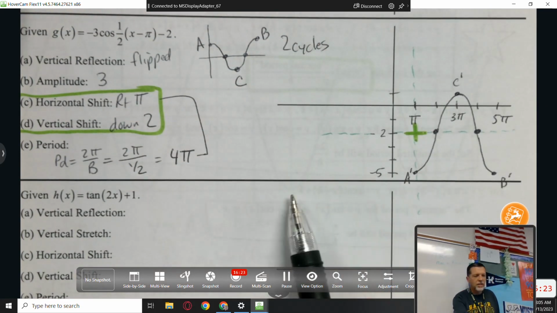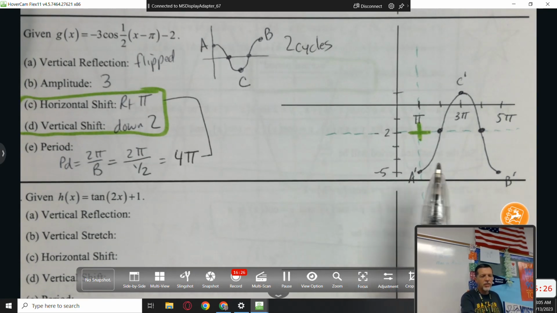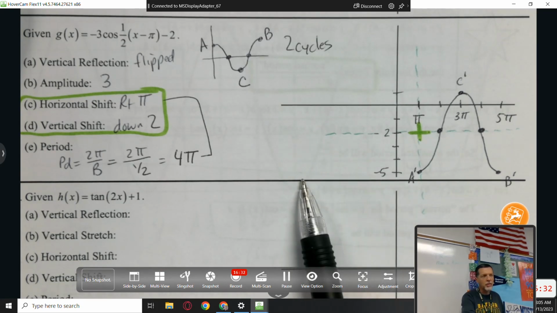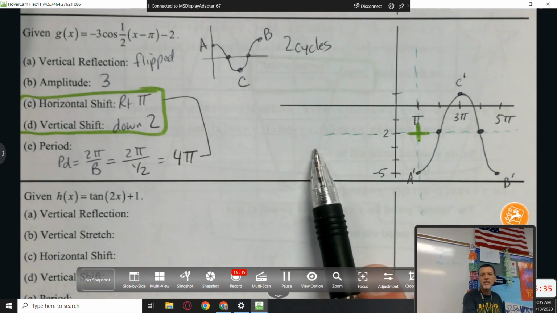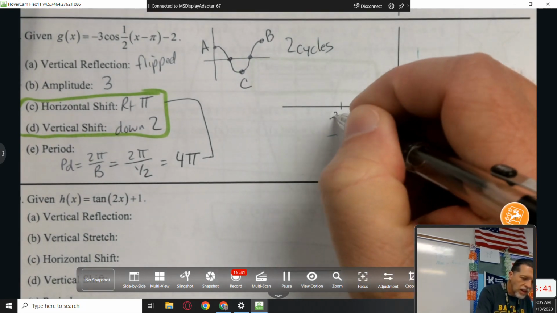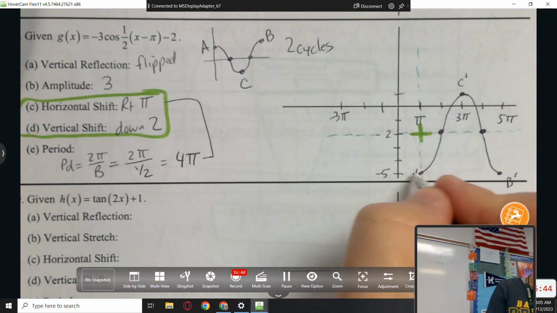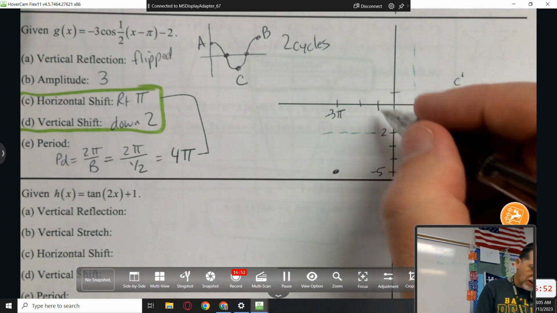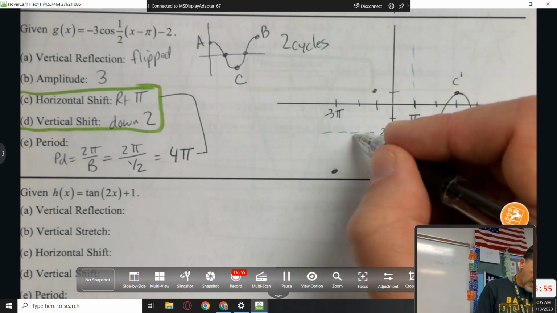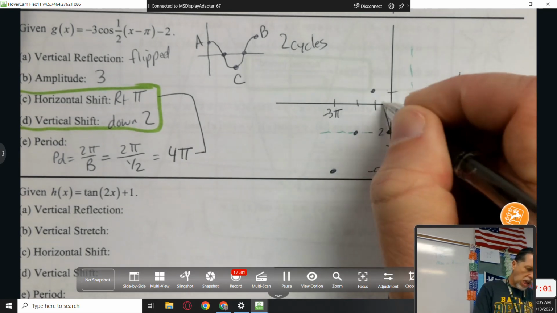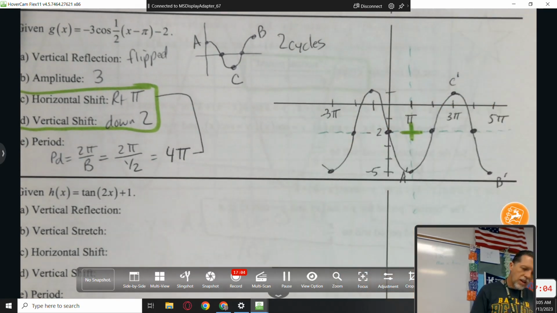Okay, so I need to extend it back. If I start at pi and end at 5 pi going forward, where will my ending spot be going backwards? If I start at pi and go 4 pi backwards, negative 3 pi. So that'll be my next starting point, or my next start over point. And then again, it's the same process. Halfway in between is a maximum. Halfway in between there is on the axis. And there's my 2 cycles.